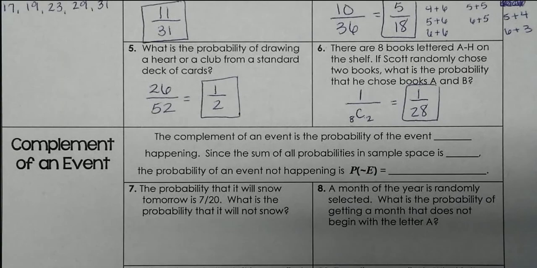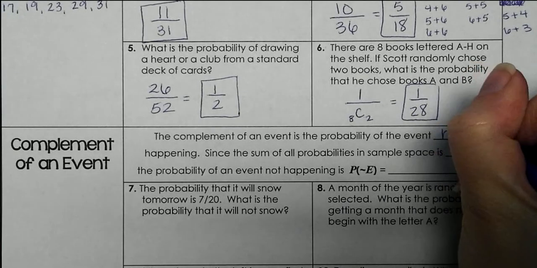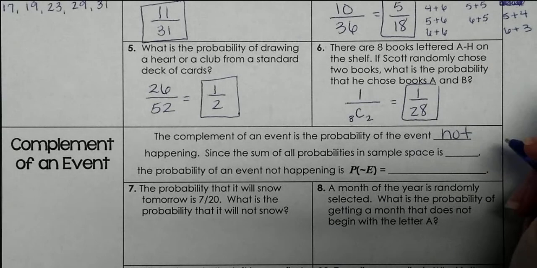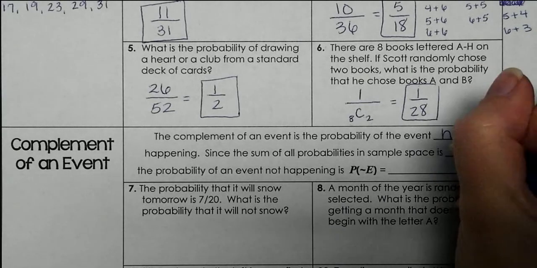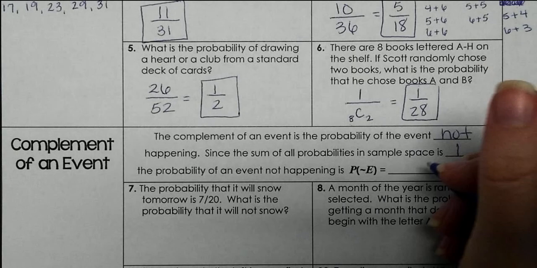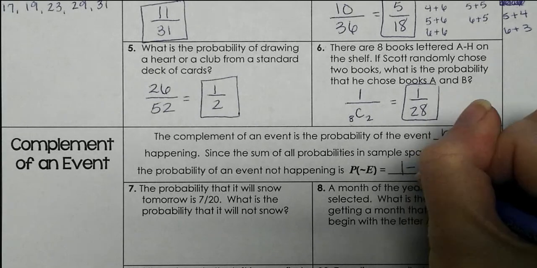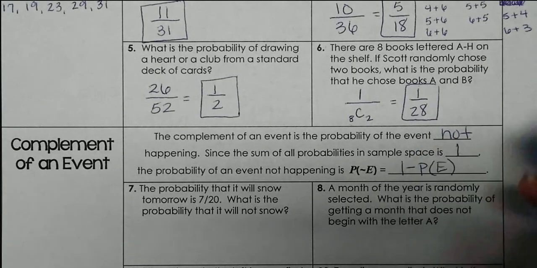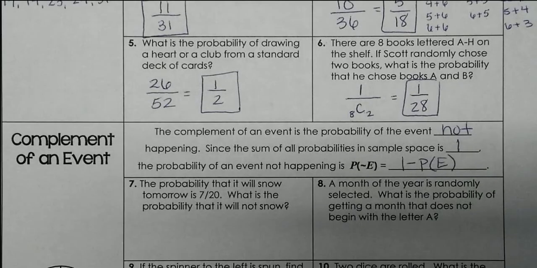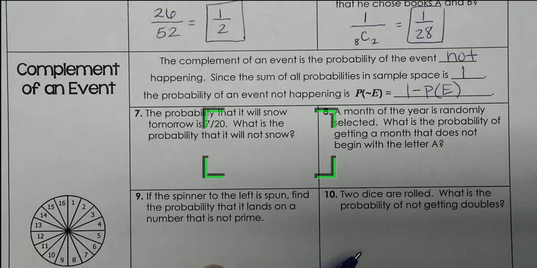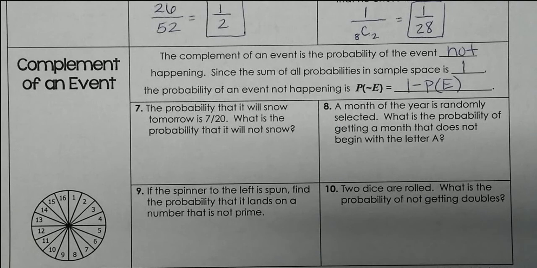Okay, let's talk about the complement of an event. So the complement of an event is the probability of the event not happening. Since the sum of all probabilities in the sample space is 1, you're going to take 1 minus the probability of the event happening to get the probability of the event not happening. So you're still trying to figure out the probability of the event happening, and then you're just going to take 1 minus whatever number you get.